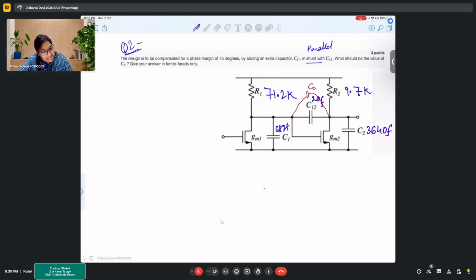So if we see that CC and C12 are in parallel, and as this is a capacitor between two nodes, this is a Miller capacitor, the combination on itself, and one part will come in parallel to C1 and another part will come in parallel to C2. So these values will further change the values of capacitors C1 and C2, and by that we can further separate the two poles.